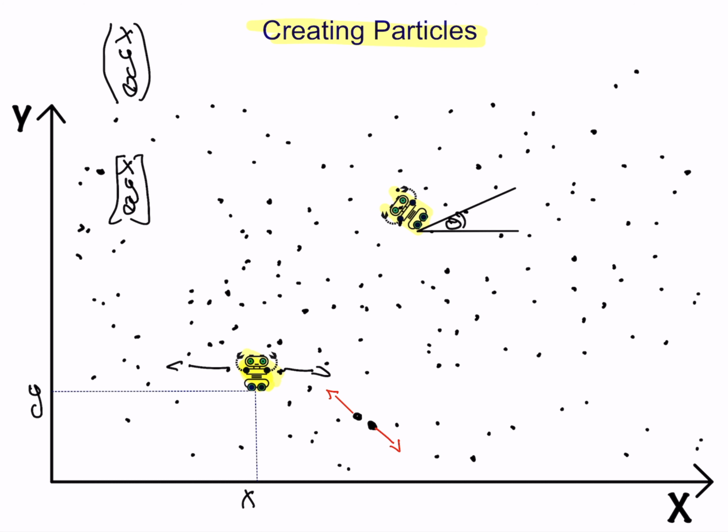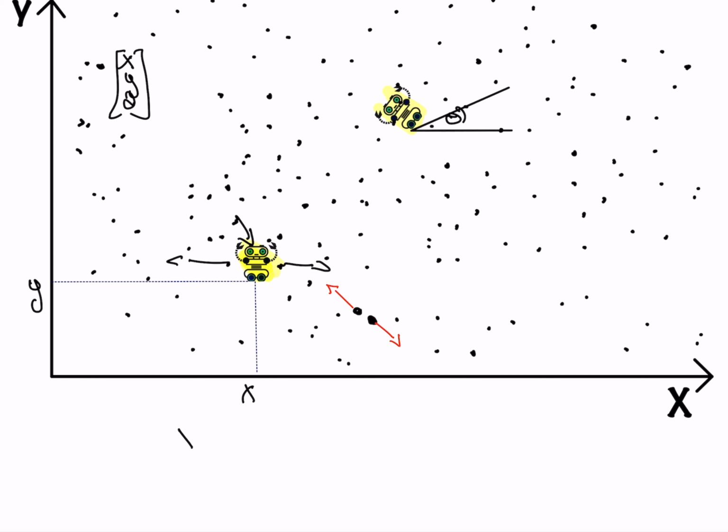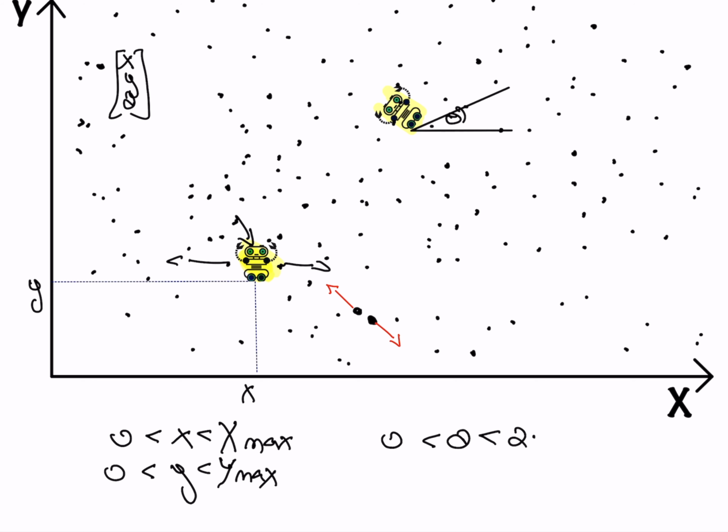So how do we create those particles? We need to sample them from a uniform distribution. Each particle will have three parameters. X is between 0 and X max. Y is between 0 and Y max. And theta will be between 0 and 2 times pi, or 360. So this is what we have. Each particle is drawn from a uniform distribution and evenly spread across the region of interest.